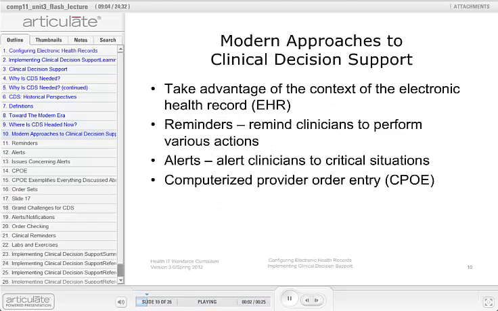In this segment, the focus will be on two forms that are somewhat related: reminders and alerts. What distinguishes these modern approaches is that they take advantage of the context of the electronic health record. Reminders remind clinicians to perform various actions, whereas alerts alert them to critical situations.